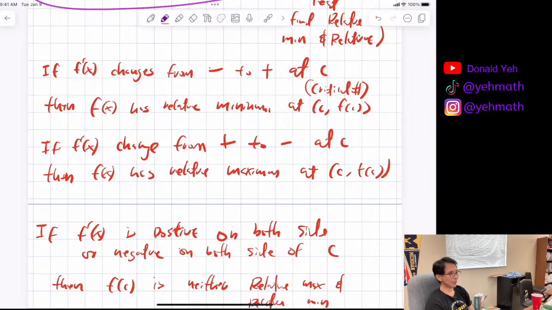They also have a third situation. They say if f prime of x is positive on both sides of c, or negative on both sides of c, so when it's decreasing, guess what? There's no minimum and no maximum. Or increasing, no maximum, no minimum. So it kind of makes sense.